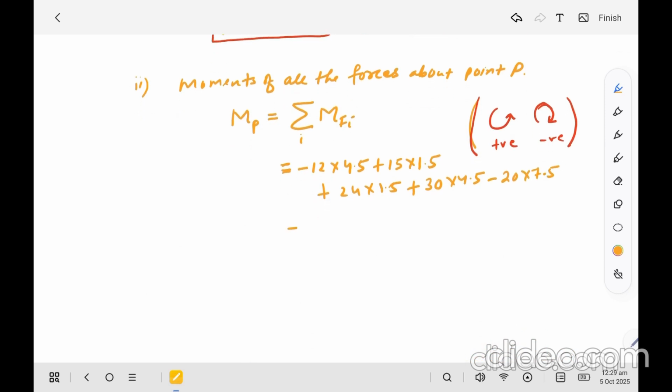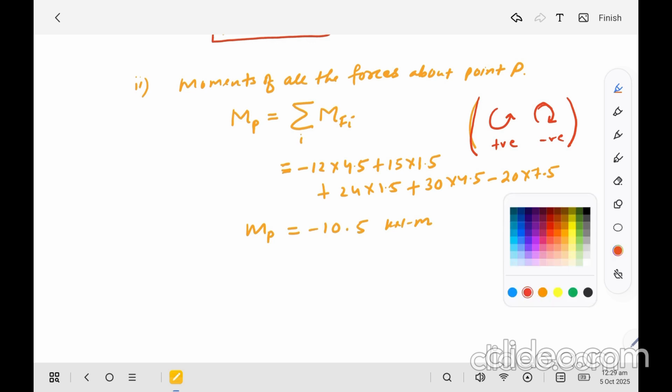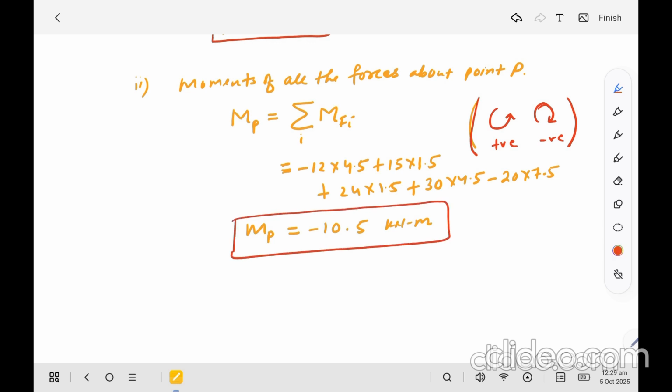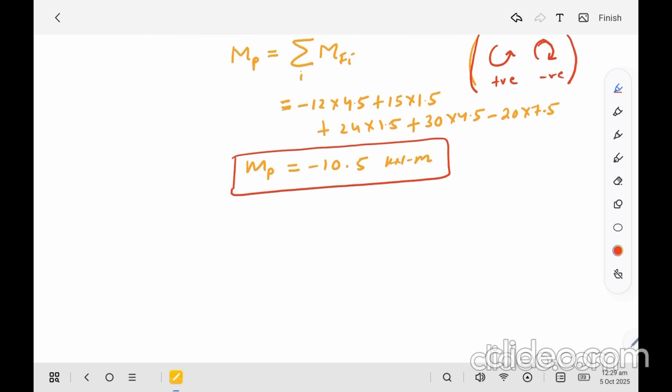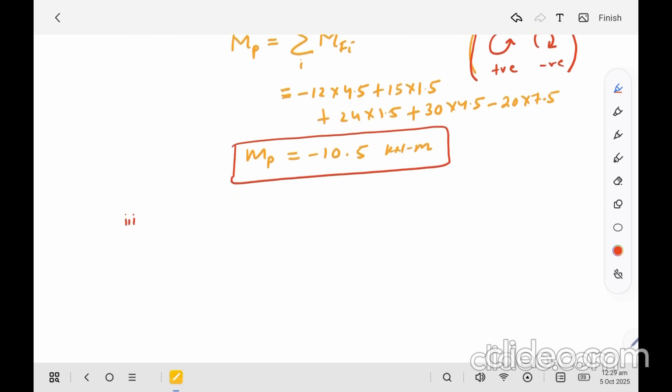Now if you solve the simple mathematics, then the MP value will be around 10.5 kilonewton meter. So this is the value of the moment, the algebraic sum of all the moments of the forces about point P. Now we can use the Varignon theorem to find the position of the resultant from this point P.